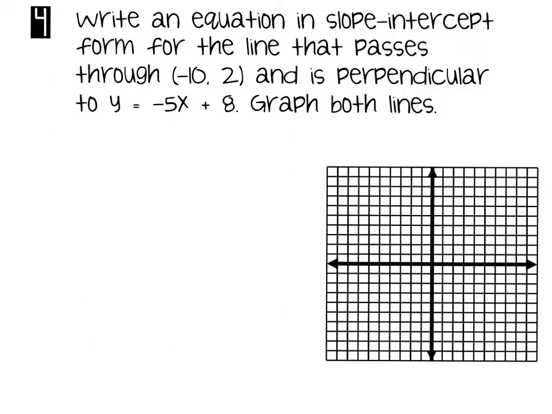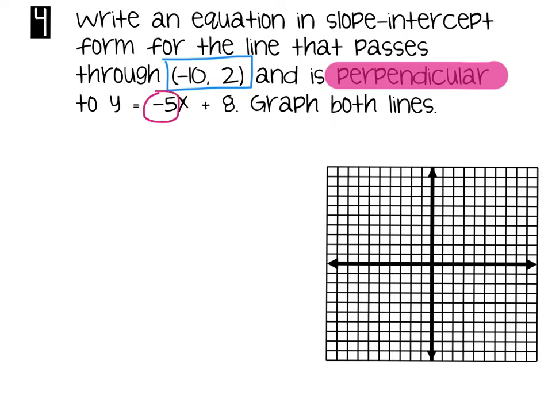All right, we're going to go a little more quickly with this one since we kind of know what we're doing. Let's identify the information we need. We know that we have a point that we need to have our line go directly through, and that point is at negative 10, 2. We also know that we have got to make our line perpendicular to their line, and we can identify that the slope of their line is negative 5.